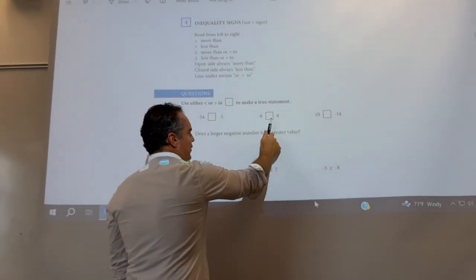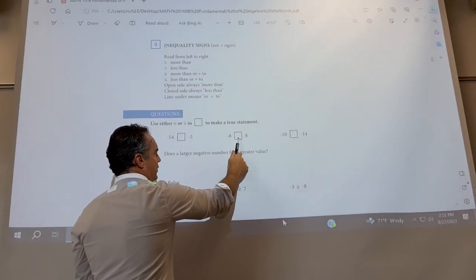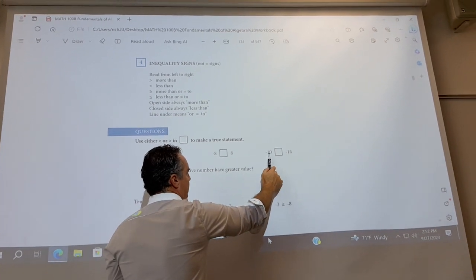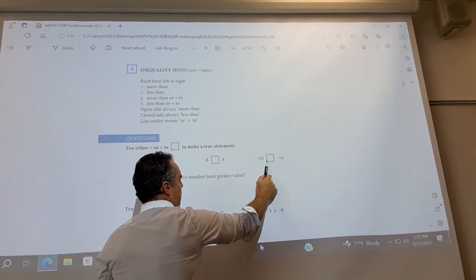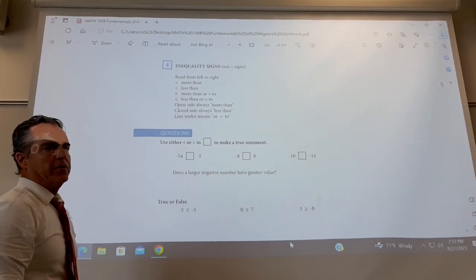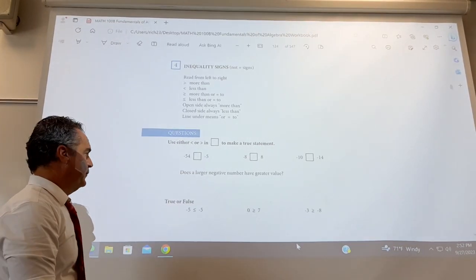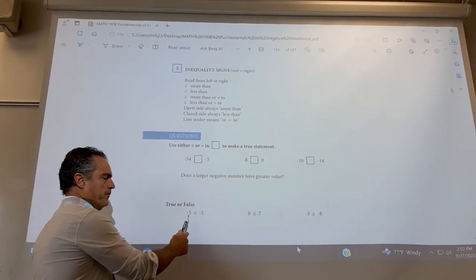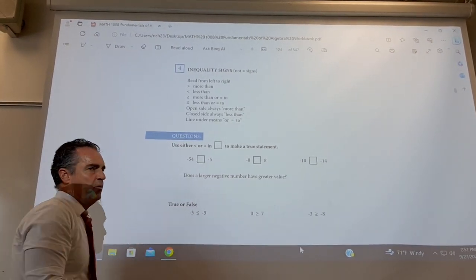Negative 8, what is it? Less than or more than 8? Less than. Negative 10, less than or more than negative 14? More than. Very good. Does a larger negative number have greater value? No, it has less value. True or false? Look at these ones. These ones catch people a lot.